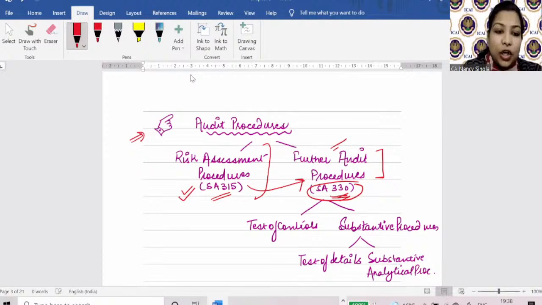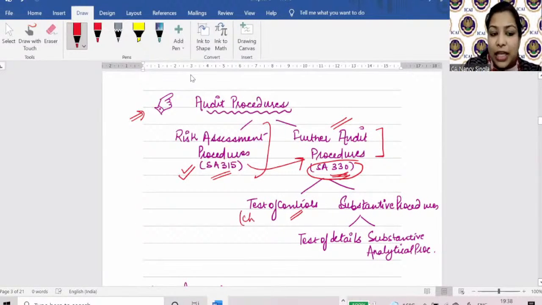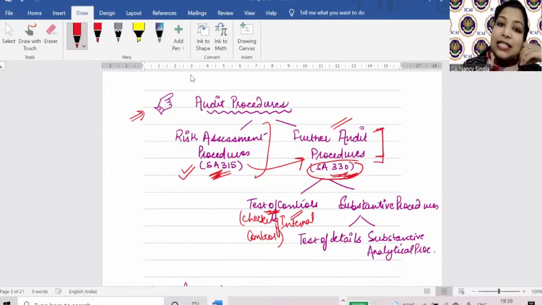And when the auditor is performing further audit procedures, he will perform test of controls. What is test of controls? Students, test of control is when the auditor is checking what? Internal control. I will take all of these in detail. Just be with me. When the auditor is responding to the assessed risk, where has he assessed the risk? Under SA 315. And where is he responding to those risks? Under SA 330. So when the auditor is responding to the risk which he has assessed under SA 315, he will perform test of control. Test of control is, as the name suggests, testing the internal control of the organization. And after testing the internal control, the auditor will perform substantive procedures. Substantive procedure is what? Checking the financial statements.